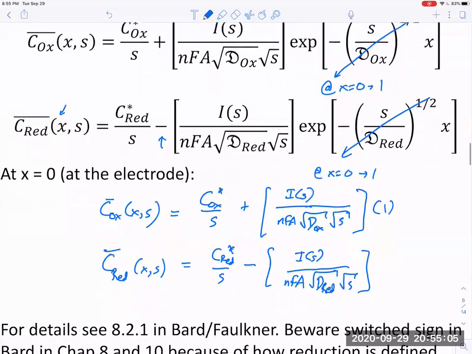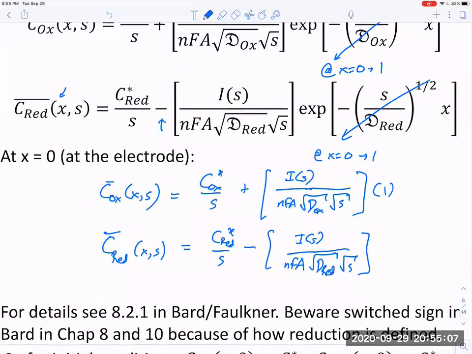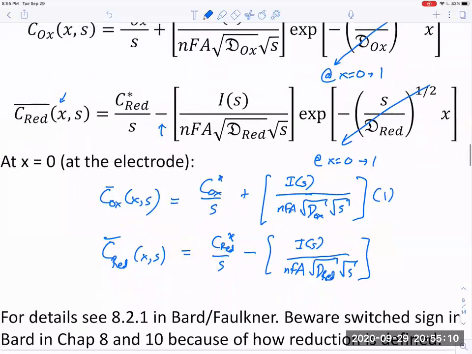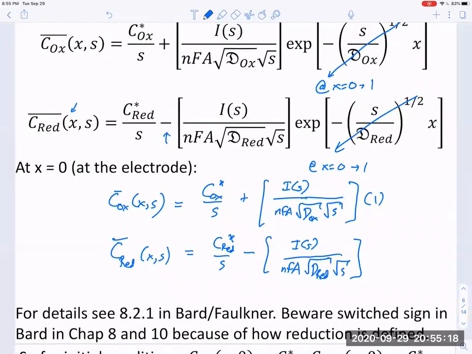There are a few more details and some of the math done in section 8.2.1 in case you're really curious or you don't remember some of the math there. As I mentioned, there's this switch in sign in Bard in chapters 8 and 10 because of how reduction is defined, whether it's a negative current or positive current. So if you're confused about the sign, double check which notation is being used.